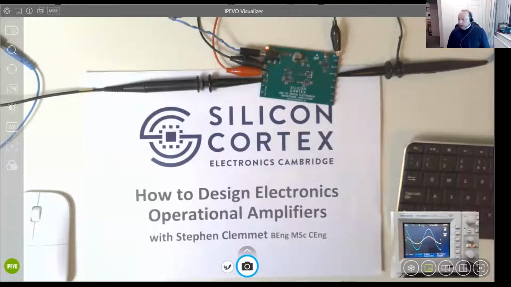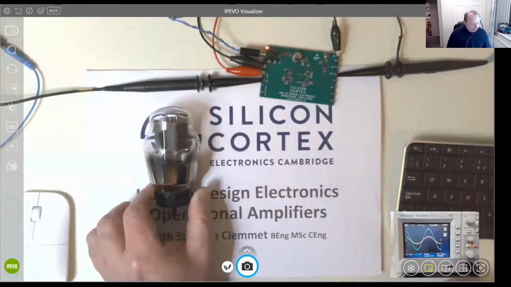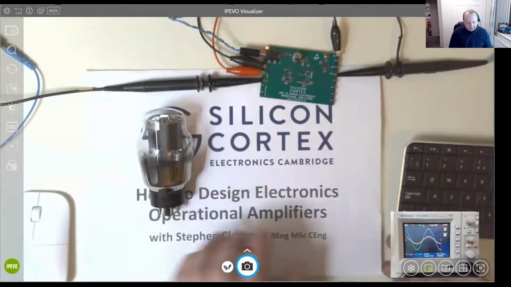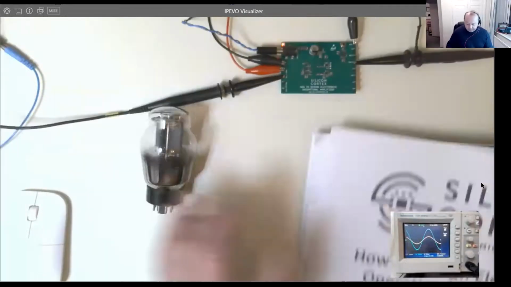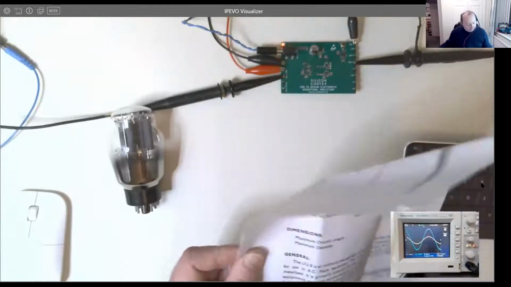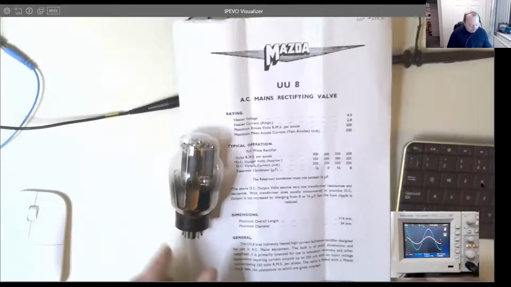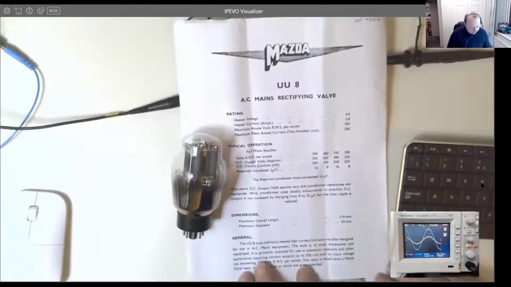So where to start? Well, I have got off my shelf a very early operational amplifier. There it is. Huge. The data sheet for it, I forgot I had this one. So this is actually 1948, this operational amplifier. They were a little bit big then, although it does say here.